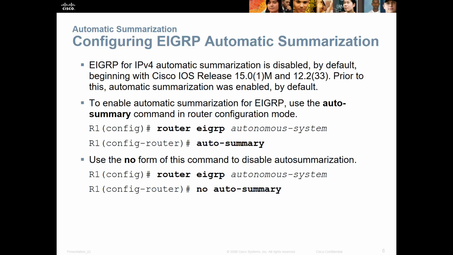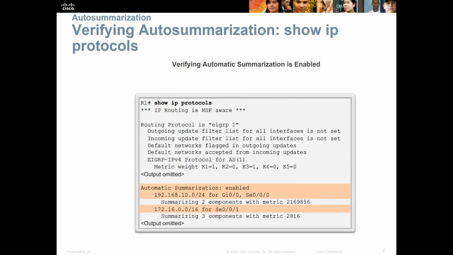For EIGRP, automatic summarization is disabled by default. To turn it on, you can do auto-summary. To turn it off, you can do no auto-summary. You can verify auto summarization by doing a show ip protocols, and it will tell you if the summarization is enabled or turned off. It's going to be right here, auto summarization enabled or disabled based off of the setting that you set up.